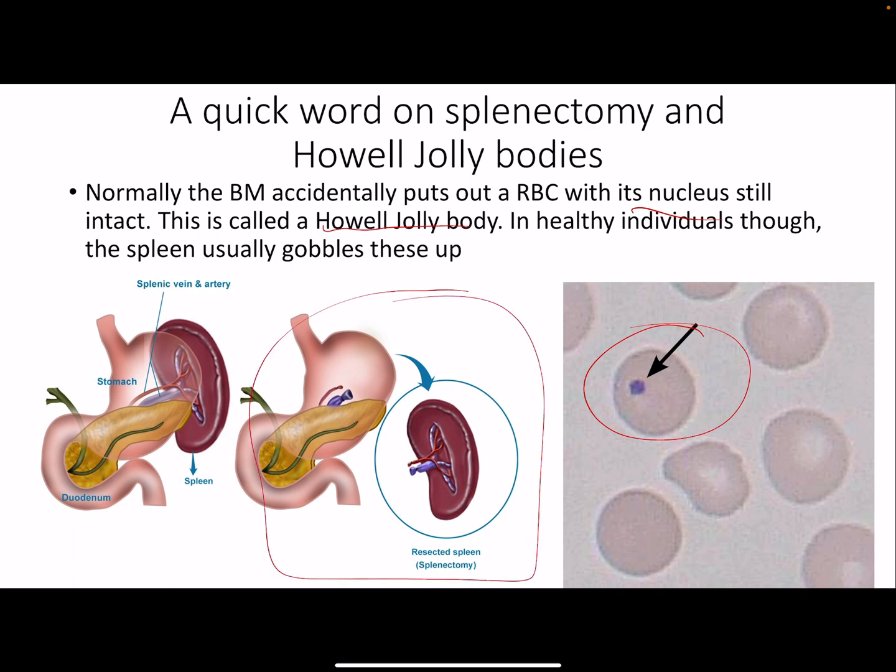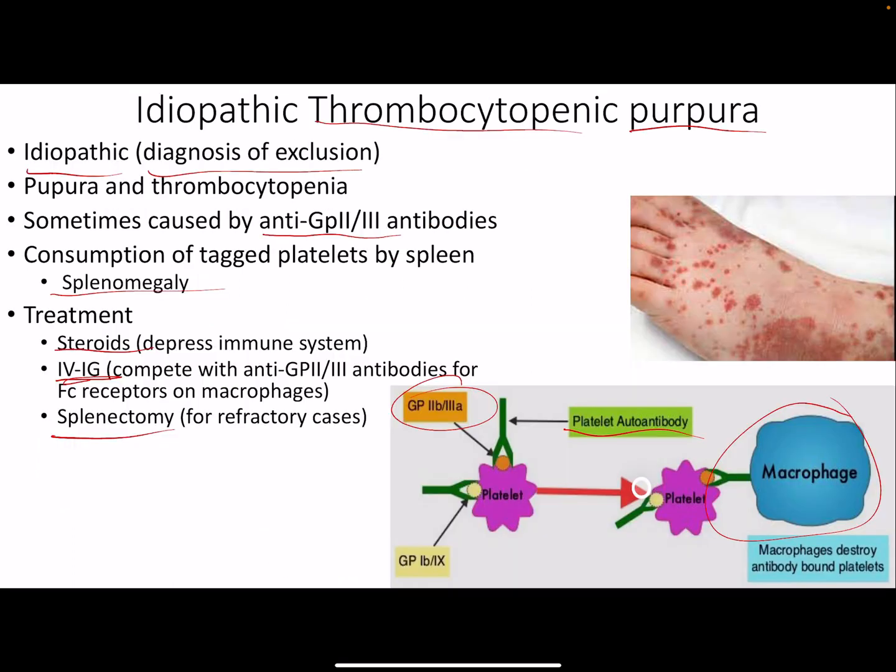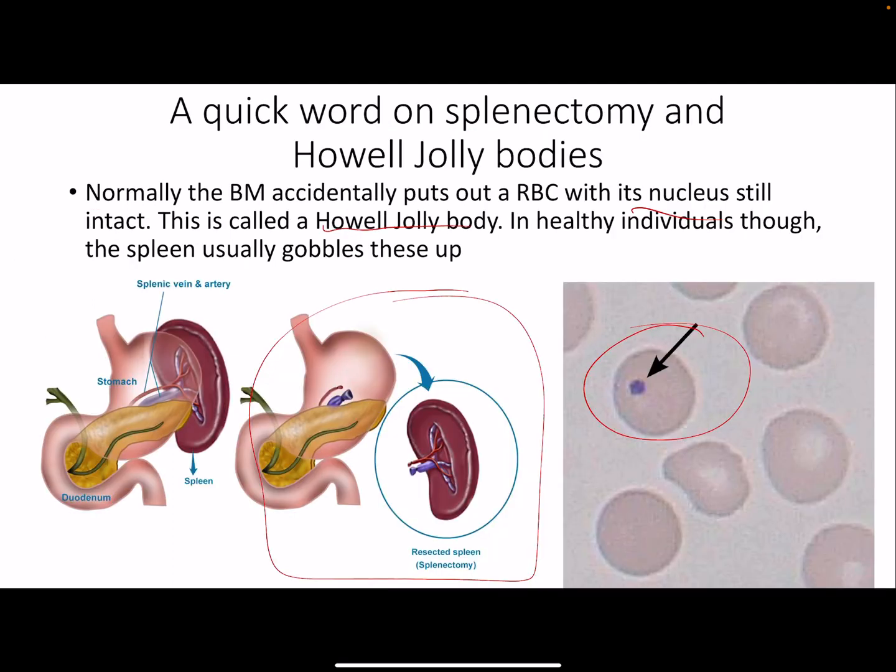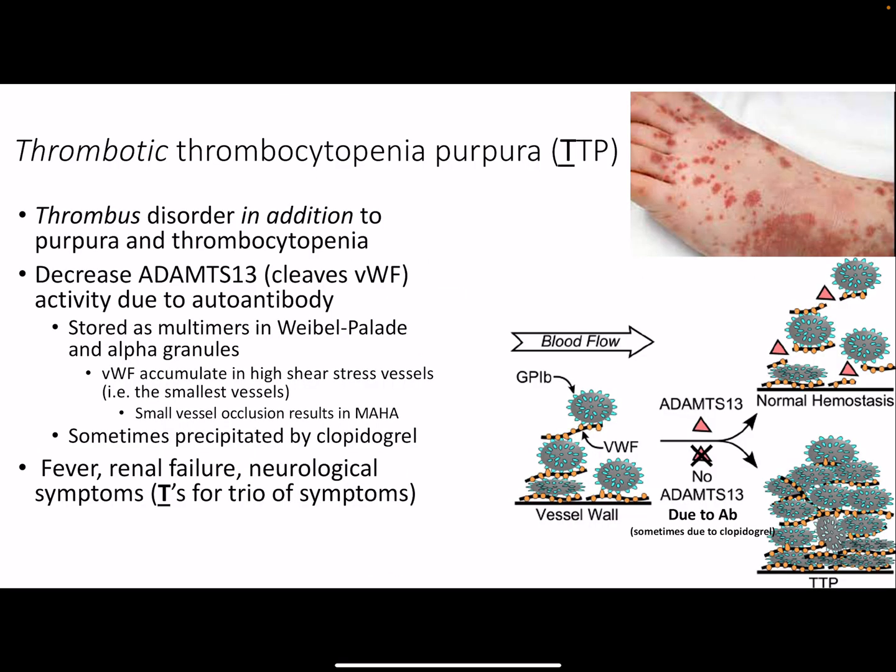But if we take somebody's spleen out, maybe to deal with particularly bad ITP, the bone marrow will put these out and we can't get rid of them. So we're going to see more Howell-Jolly bodies.